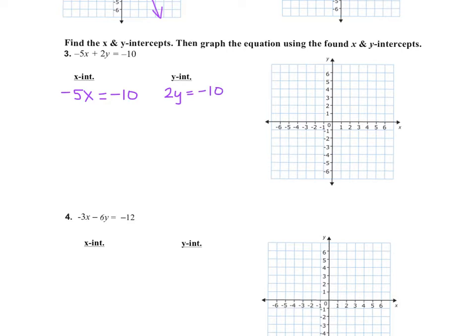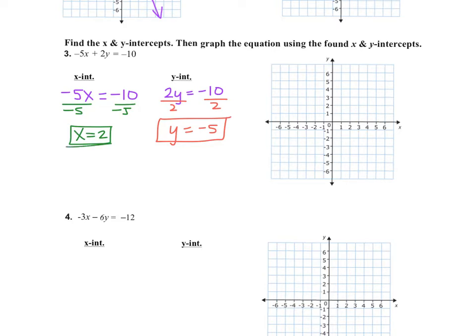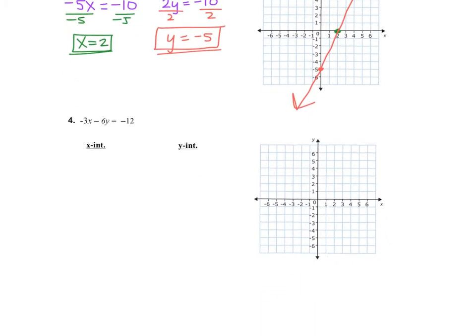So we're going to solve both of those. We're going to divide by negative 5 and divide by negative 5, and I get x equals 2. And then here, we're going to divide by 2 and divide by 2, and I get y equals negative 5. Okay, so those are my intercepts. So if I plot that, an x-intercept of 2 is going to go on my x-axis at 2. A y-intercept of negative 5 is going to go down 5 from 0, 0. So right there. And then my graph is going to look like that. Okay, so you try that yourselves on number 4.